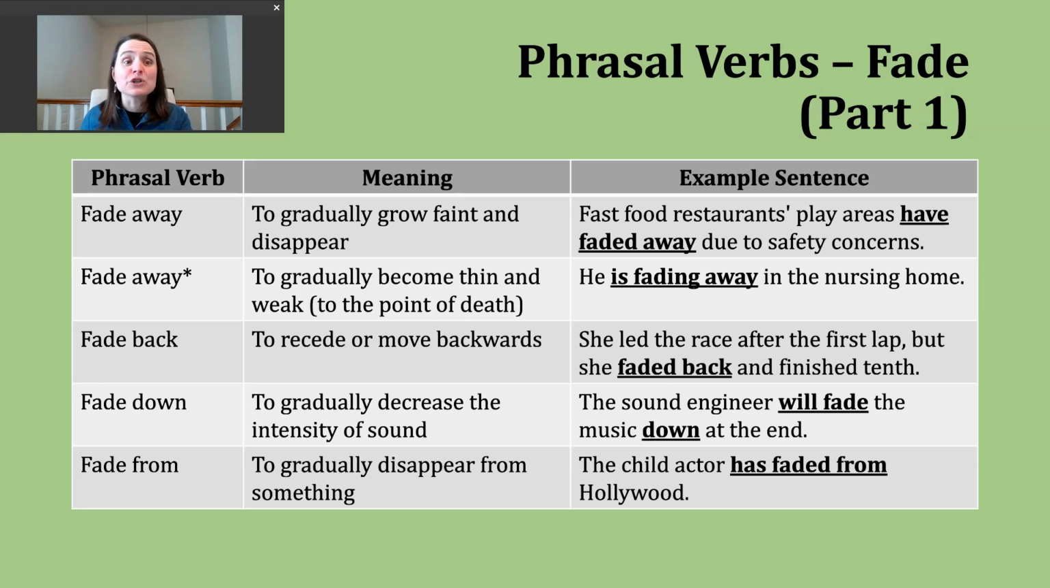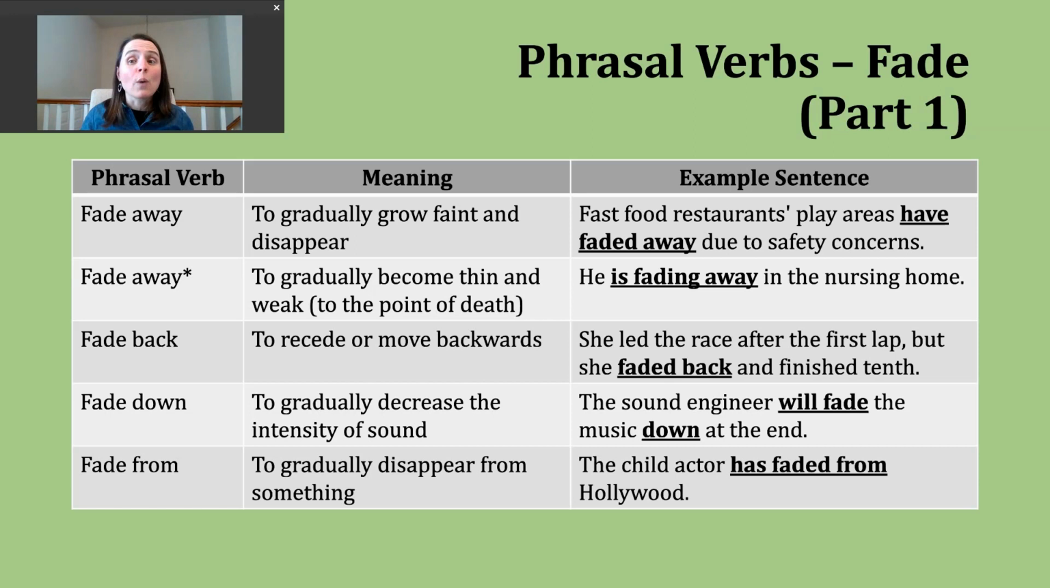A second way to use fade away is to mean to gradually become thin and weak, maybe to the point of death. So we could be discussing a plant here. It doesn't have to be a person, but sometimes, unfortunately, it does describe a human who is kind of moving to those end stages of life. That's going to be my example here.